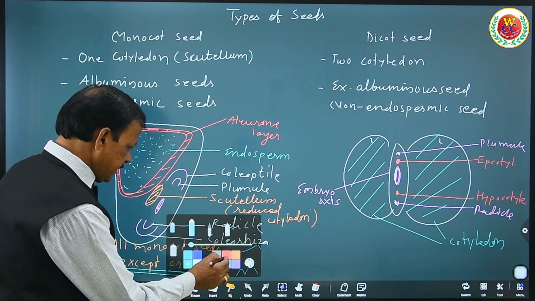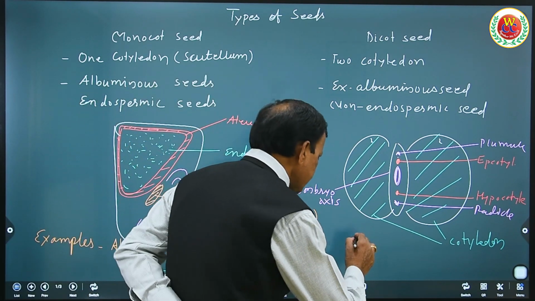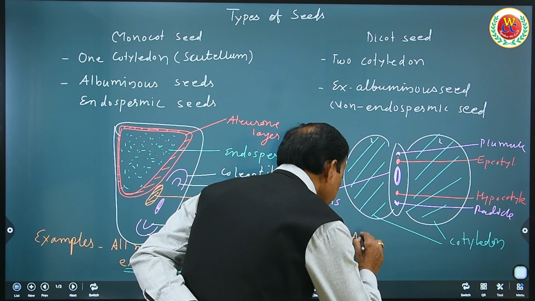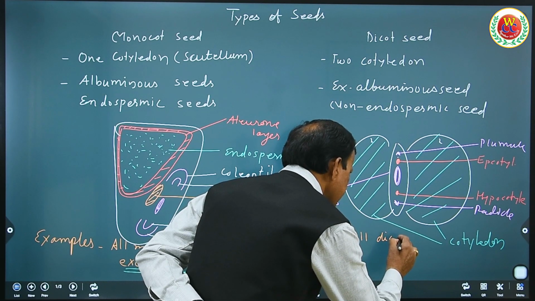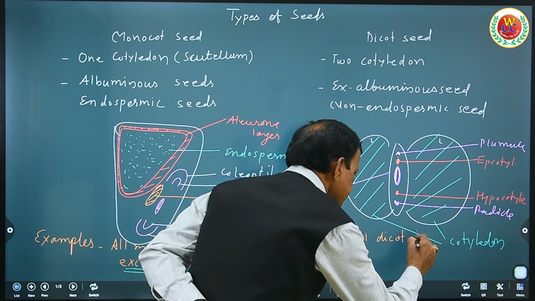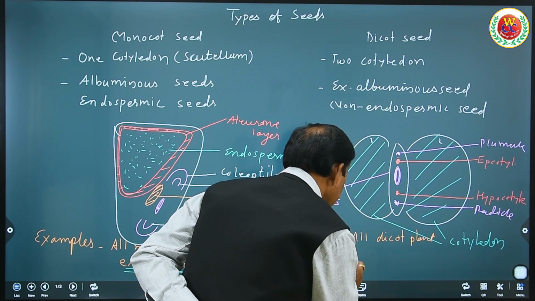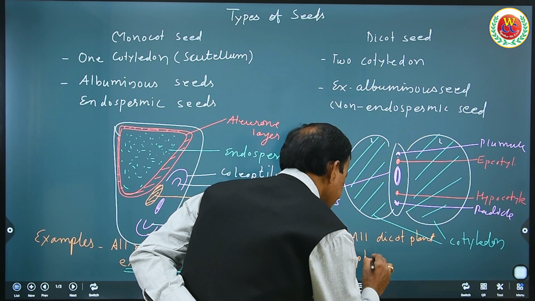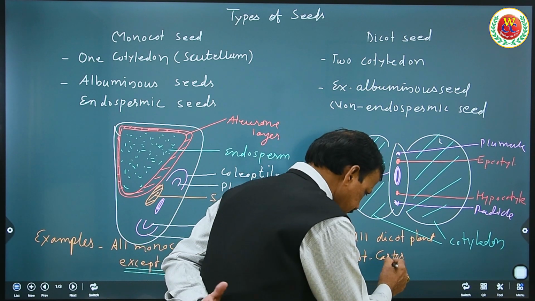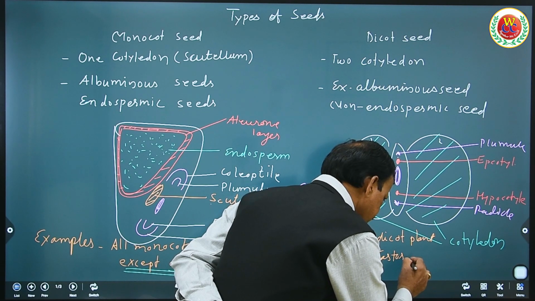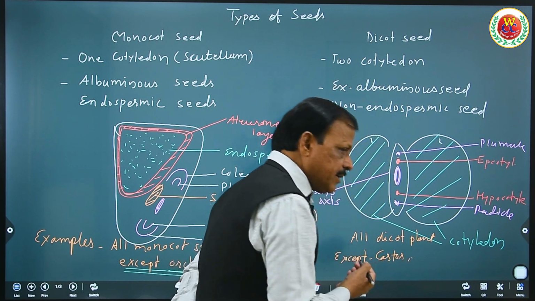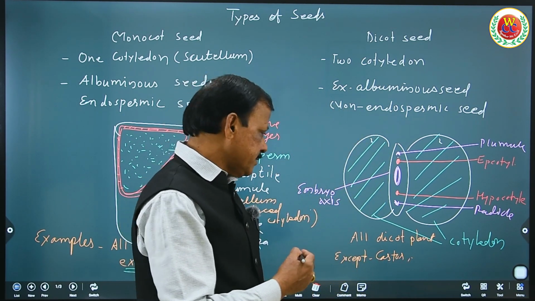And in dicotyledon seeds, all dicot plants are non-endospermic except castor. Castor, cotyledon, endospermic, and chili seeds belong to the Solanaceae family.